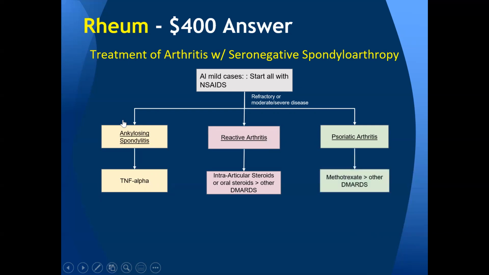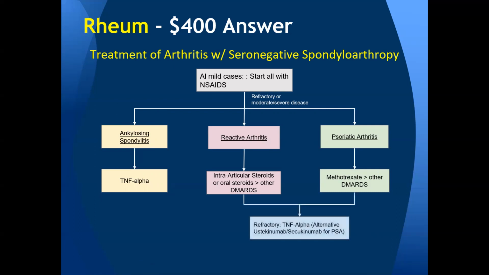And then with psoriatic arthritis, remember, anyone with psoriasis or psoriatic arthritis that you want to do a systemic therapy, your first line go-to is going to be methotrexate. And then if any of these are refractory, that's when you think about TNF alphas. Newer agents for psoriatic arthritis are ustekinumab and secukinumab, which are IL-23 and IL-17 inhibitors. So that might be something you go to as well. But this is just the treatment for seronegative spondylarthropathies.